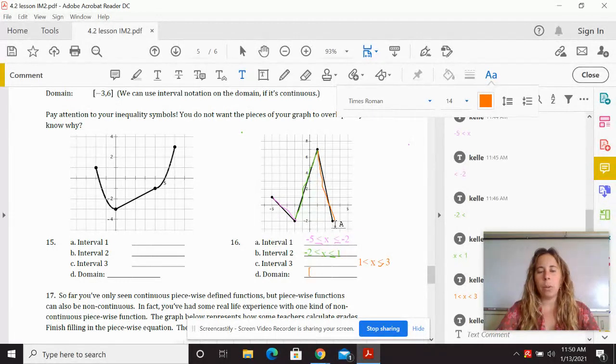Lowest x value to the highest value. So now that you have your intervals written out, you could just go -5 to 3. And then make sure that corresponds with your graph. Domain, farthest left is -5. Farthest right is 3.